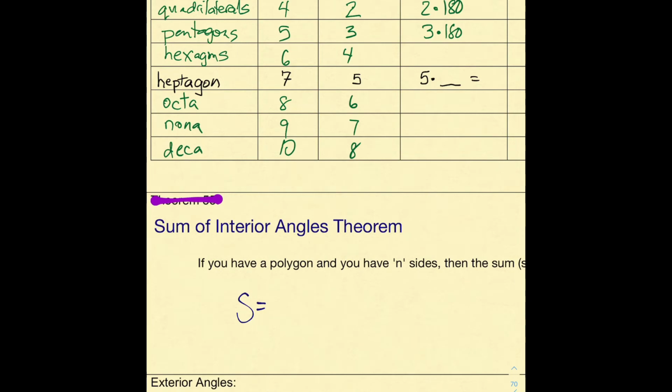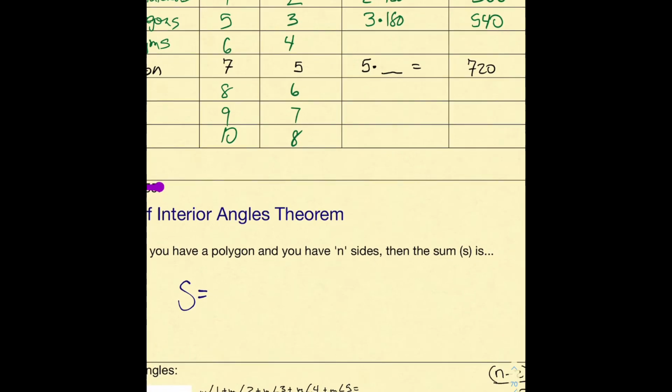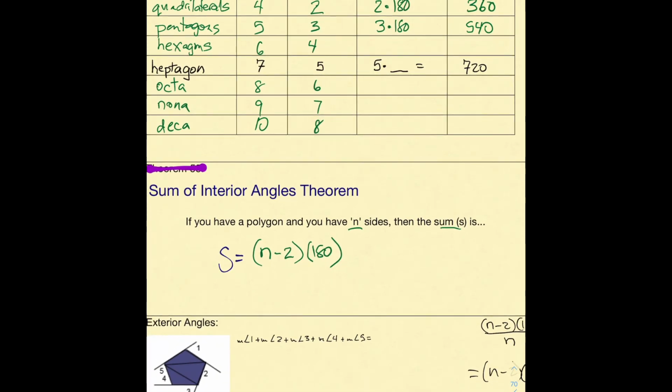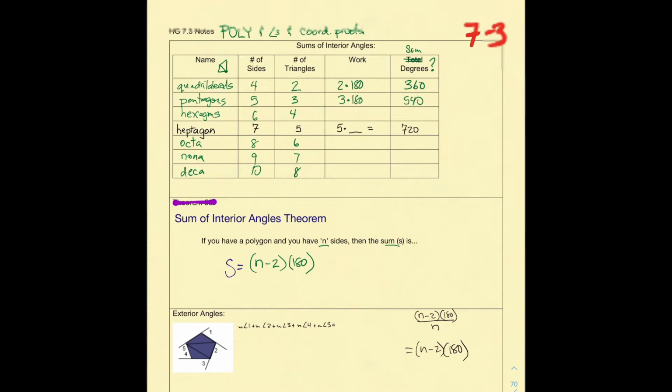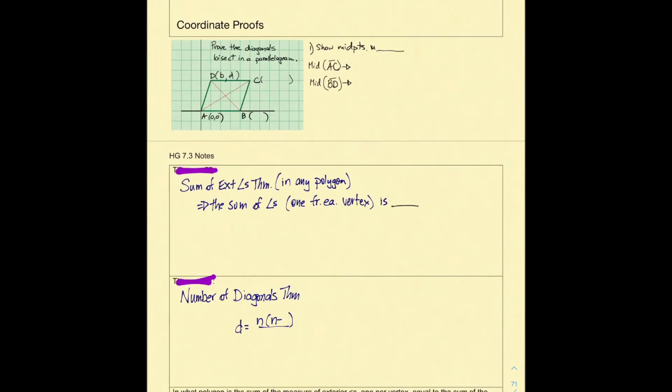What is the formula? What is the theorem regarding the interior angles of a polygon? Well, if you have a polygon and you have n sides, then to get the sum of the angles, we'll call it S. You take the number of sides, you subtract 2, and you multiply by 180. All right?